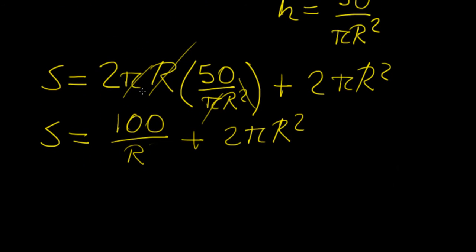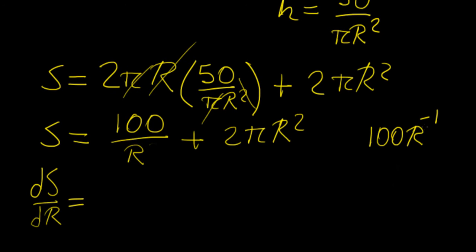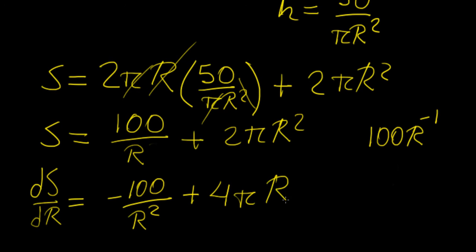Now to optimize this, we're going to find the derivative with respect to r. So ds over dr is going to be what? Well, you can express this as 100 r to the minus 1. And you know from the power rule of differentiation that you can take the minus 1 down. So that's going to become minus 100. And then you have to subtract 1 from the power. So this will become r to the power of minus 2, which is the same as 1 over r squared. And then this is going to be plus 2 times 2, that's 4 pi r.